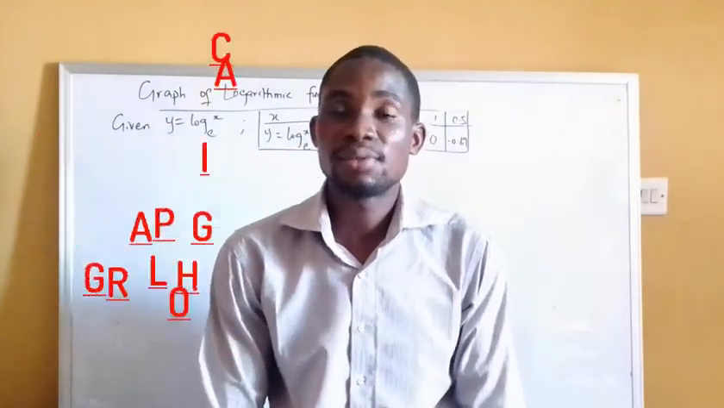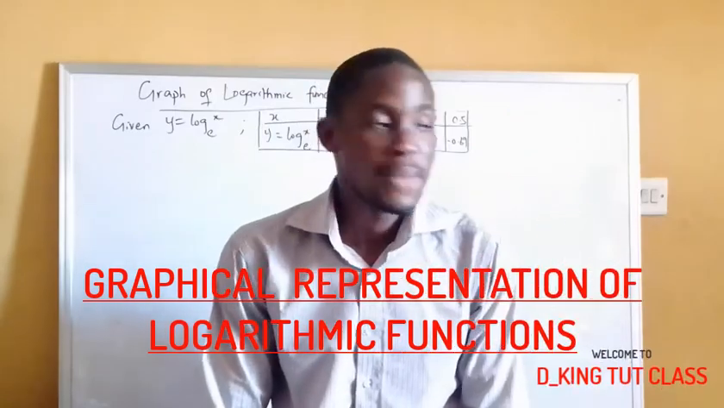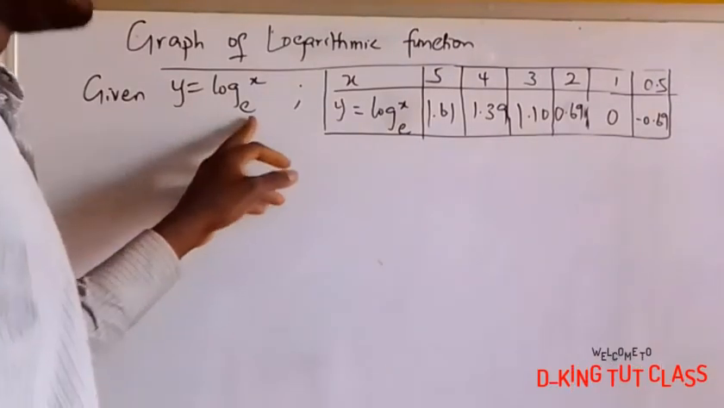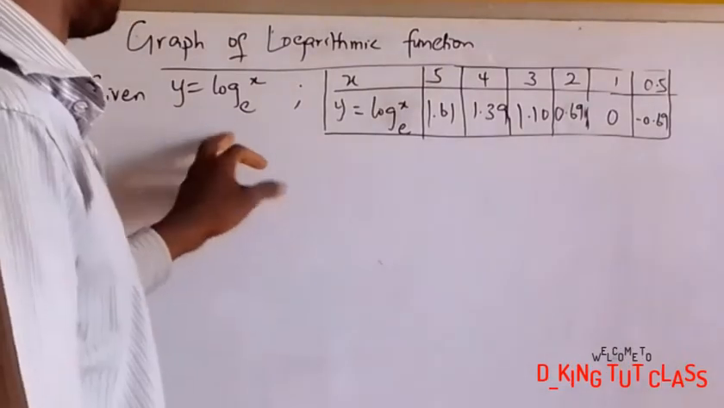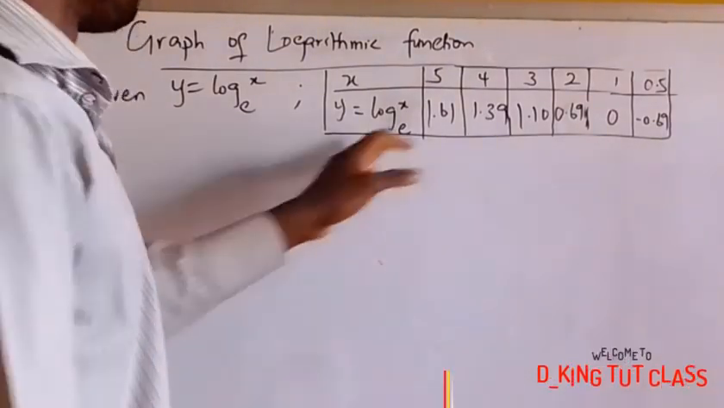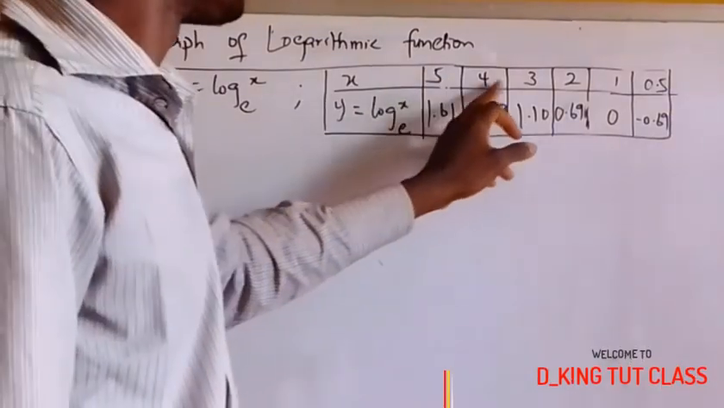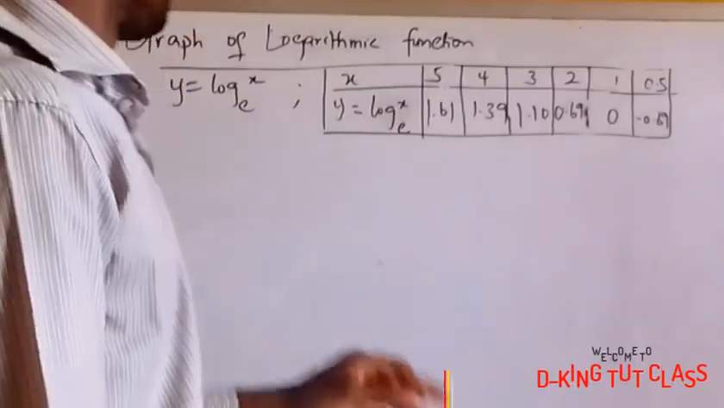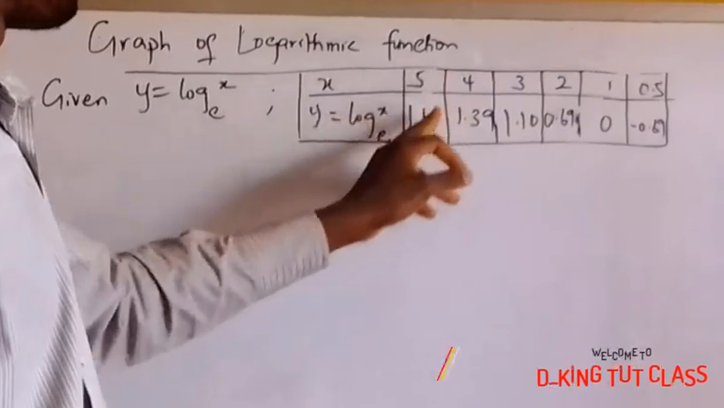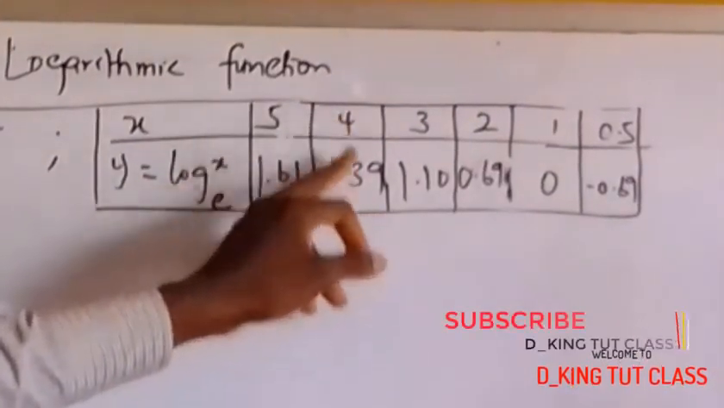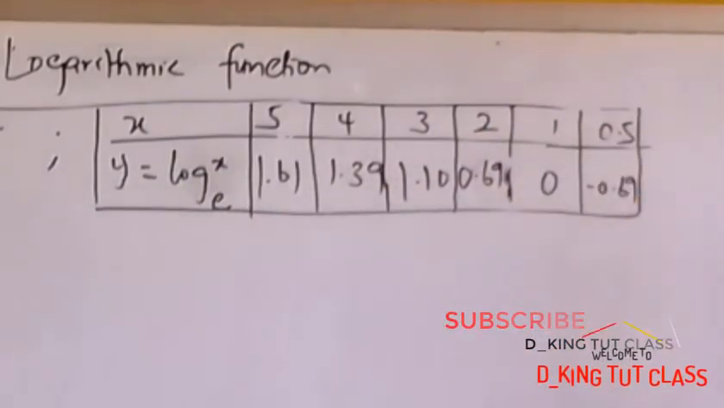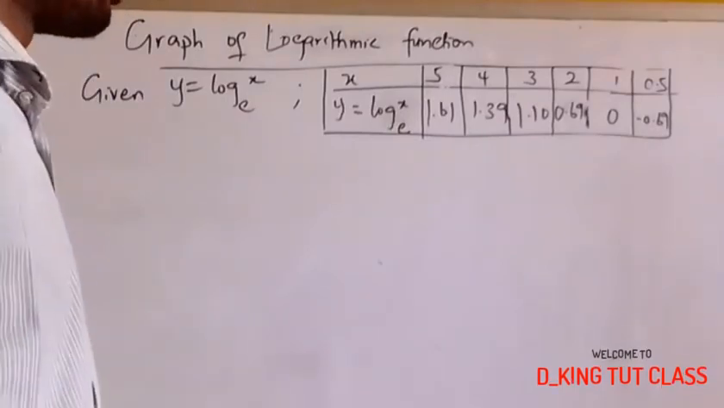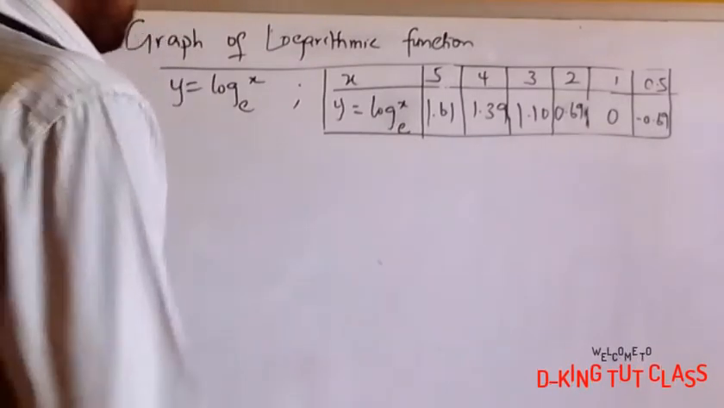In today's class we're looking at the graphical representation of logarithmic functions. For today's example we're using y equals log x base e. To represent it on the graph, you need to get your x values and the values of log x. We picked arbitrary values of x: 5, 4, 3, 2, 1 and 0.5. When you press log 5, you get 1.61. When you press log 4, you get 1.39. Up to when you press log 0.5, you get minus 0.69.